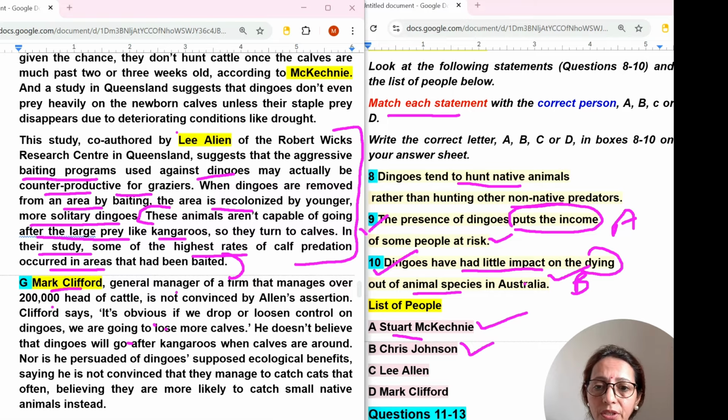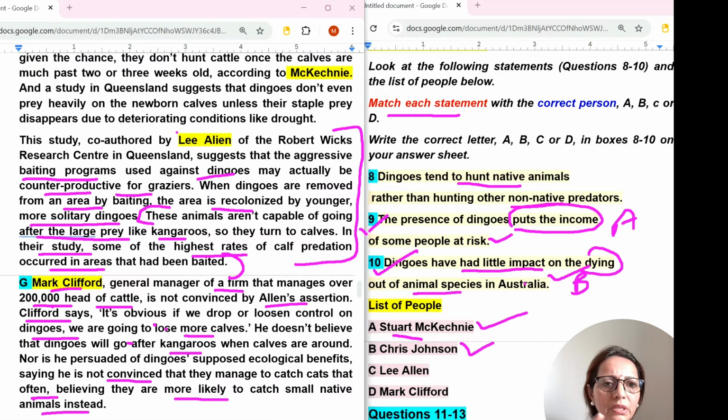Mark Clifford, general manager of a firm that manages over 20,000 head of cattle, is not convinced by Allen's assertion. Clifford says it is obvious that if we drop or loosen control on dingoes, we are going to lose more calves. He doesn't believe that dingoes will go after kangaroos when calves are around. Nor is he persuaded of dingoes' posed ecological benefits, saying he is not convinced that they manage to catch cats, and that he often believes they are more likely to catch small native animals instead. So they are talking about the same thing.